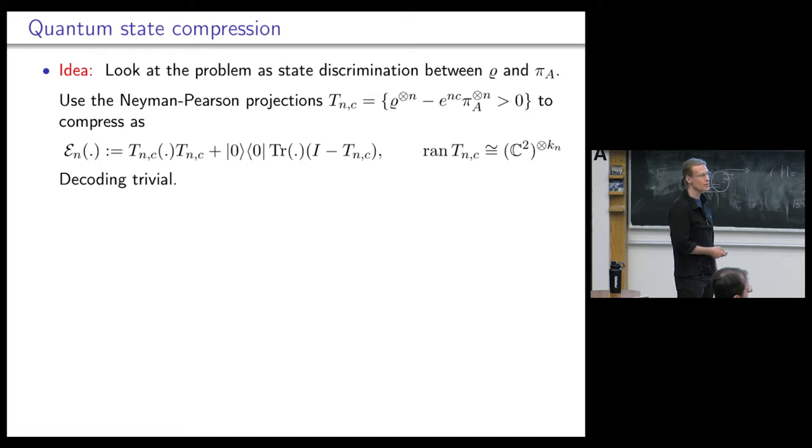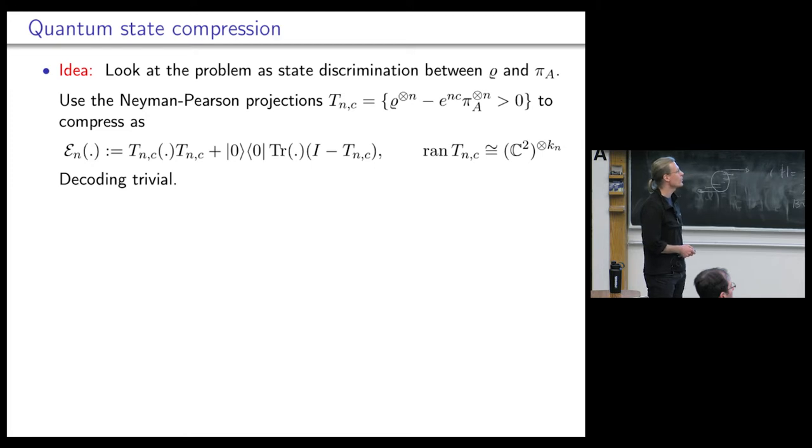Okay, so this gives somehow the intuition why it is a good idea to look at the state discrimination problem. The type 1 error is going to be the error which we are interested in, and the type 2 error is going to be the dimension of the storage system. And what we do is we just take these Neyman-Pearson projections from state discrimination with some parameter c, and the compression is what has been established by Schumacher in his original paper.